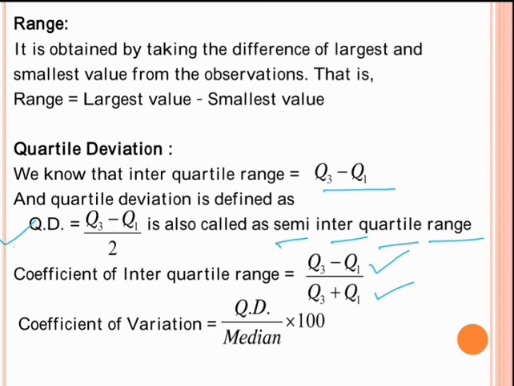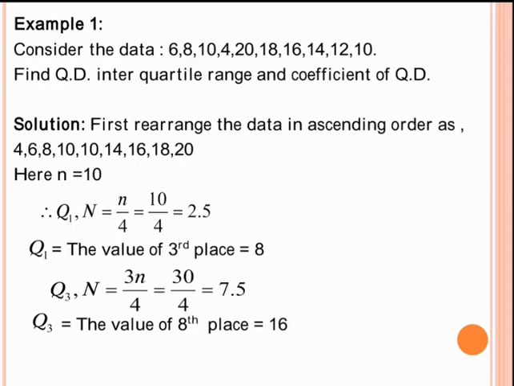Again, coefficient of variation is given by QD upon median into 100. These three things we need to remember. See, interquartile range is given by Q3 minus Q1. Quartile deviation is given by Q3 minus Q1 divided by 2. Coefficient is given by Q3 minus Q1 upon Q3 plus Q1, and coefficient of variation is given by quartile deviation upon median into 100. Now we will see some examples over here.